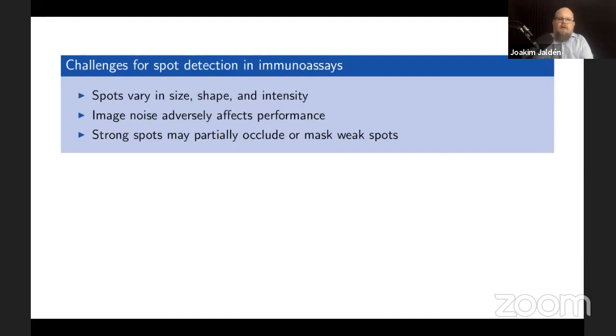So we looked at the problems. Just to reiterate them again, the spots have varying size, varying shape, and varying intensity. And of course, you have to deal with image noise as in every application. In particular, a limiting factor here is that strong spots partially occlude the weaker spots. So if you're working with high concentrations, you have to have a more clever approach in order to address this.